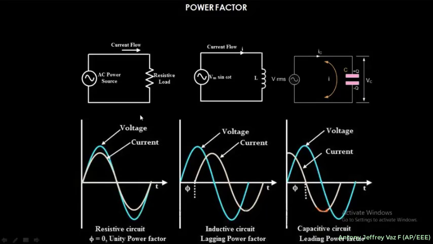Here, if you see this figure, the alternating current source is delivering power to the resistive load. In this figure, the alternating current source is delivering power to the inductive load. In this figure, the same alternating current source is delivering power to the capacitive load.